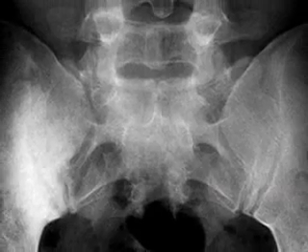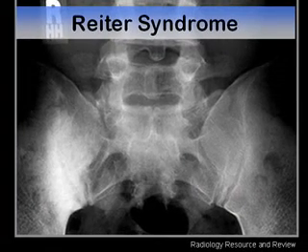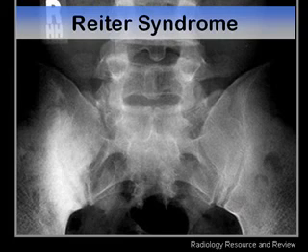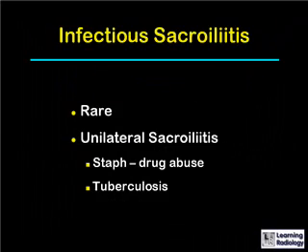This is a frontal view of the sacroiliac joints in a patient with Reiter syndrome. The right sacroiliac joint is sclerotic and nearly fused. The left sacroiliac joint is much less involved but slightly irregular. Infectious sacroiliitis is rare. It may produce unilateral sacroiliitis, and infectious agents that produce this finding can include Staphylococcus, especially in patients who are drug abusers, or tuberculosis.